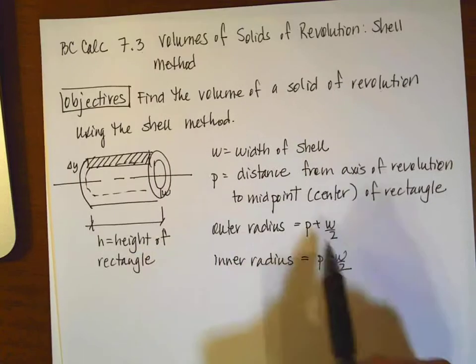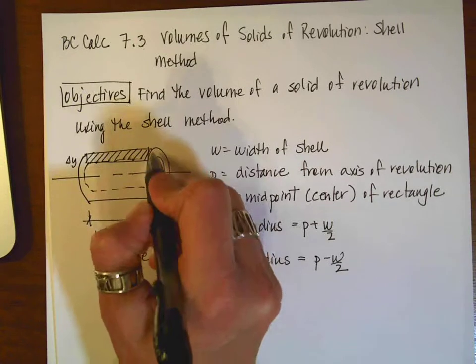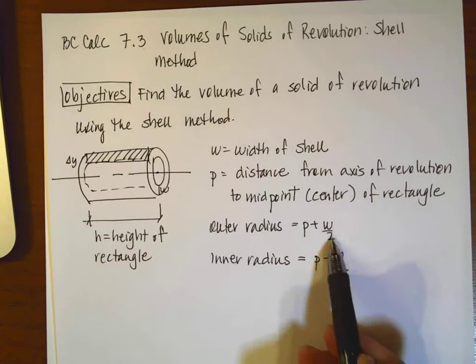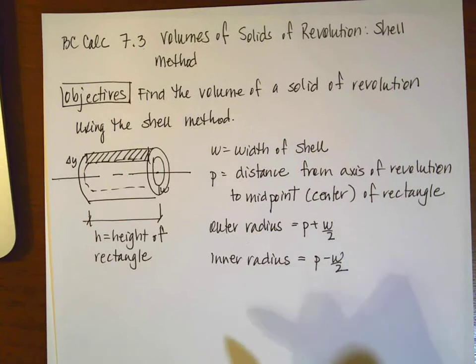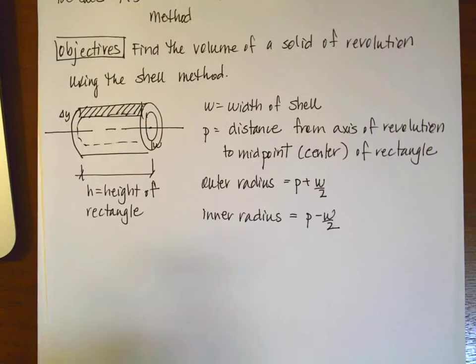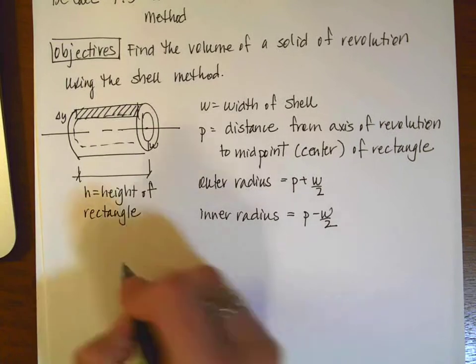The outer radius would be P plus, so P would be from the axis up here, right? So that would be W divided by 2, and then the inner radius would be P minus W over 2. And I'm just going to show you how this formula was kind of derived, and then we'll simplify it and put it in a form that we can remember when we use it.